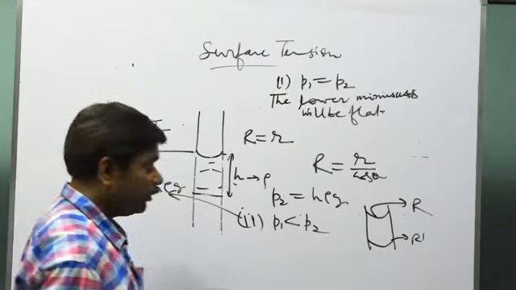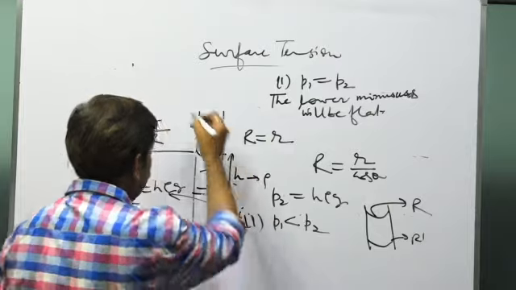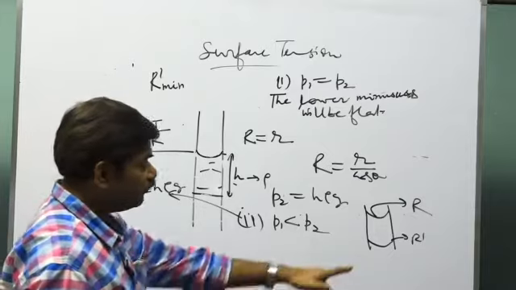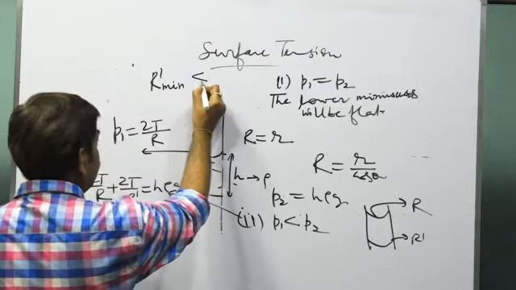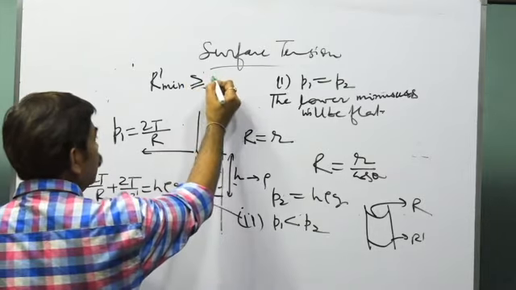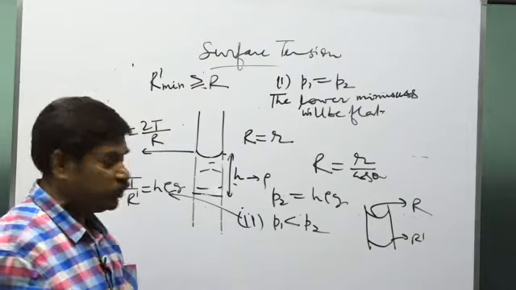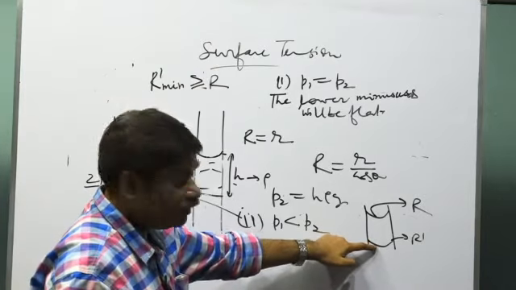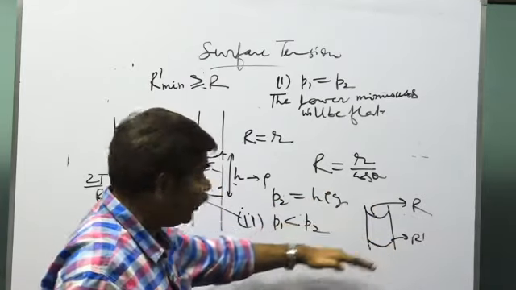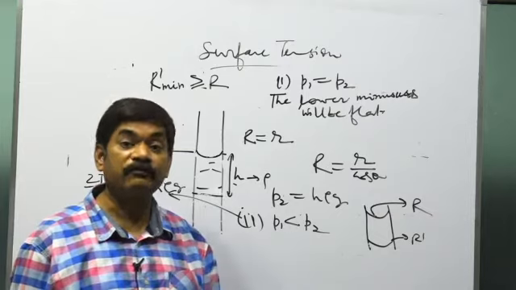But remember that in no case R dash could be less than R. Means what? The radius of curvature of the lower meniscus, R dash, is always greater than or equal to R. R is the radius of curvature of the upper meniscus. This radius can never be less than capital R. Its minimum value could be equal to capital R. It could be greater than that. It could be infinite also, like when the surface is flat, the radius of curvature is infinite. Is that clear?